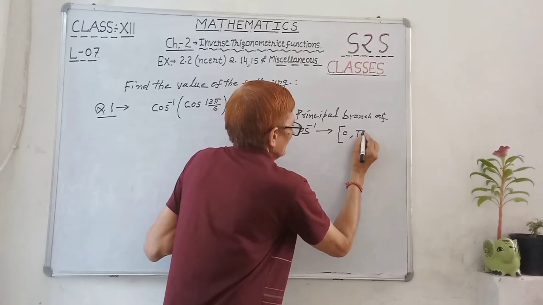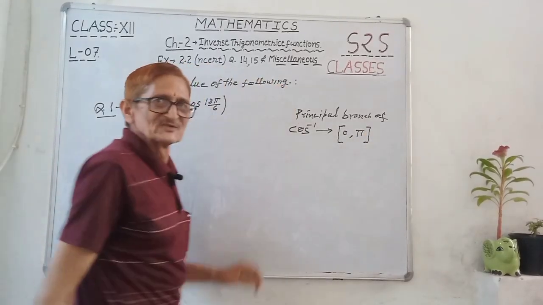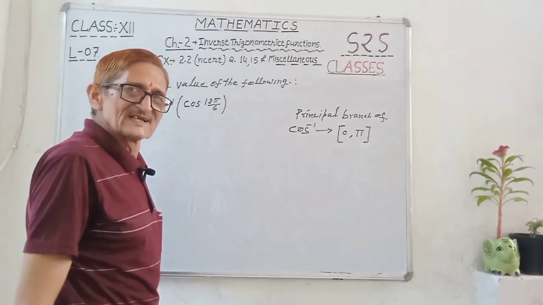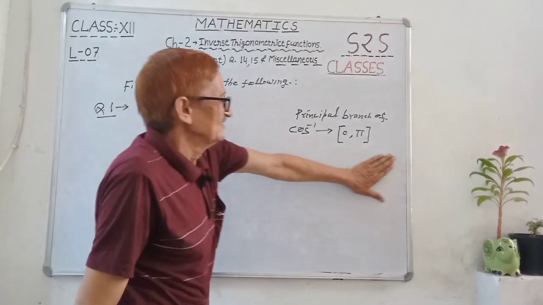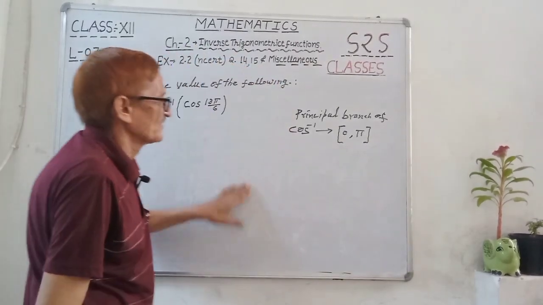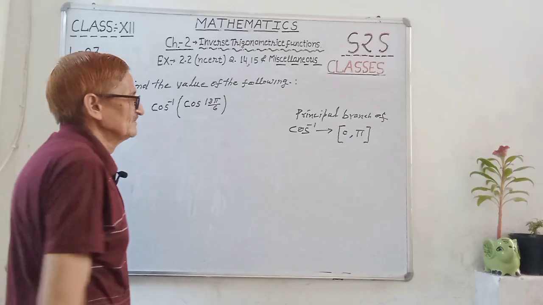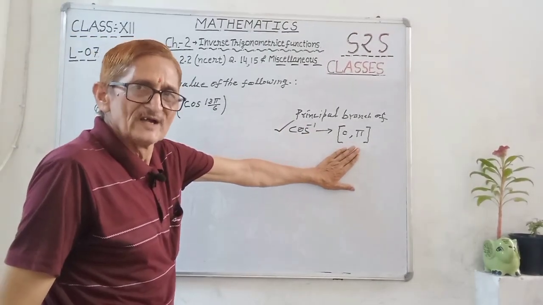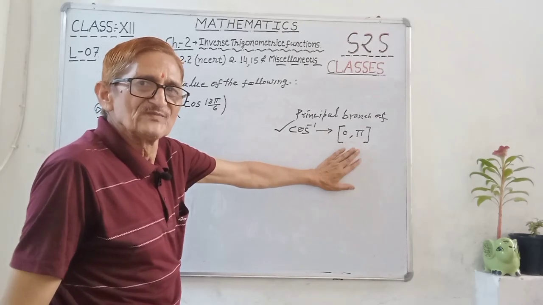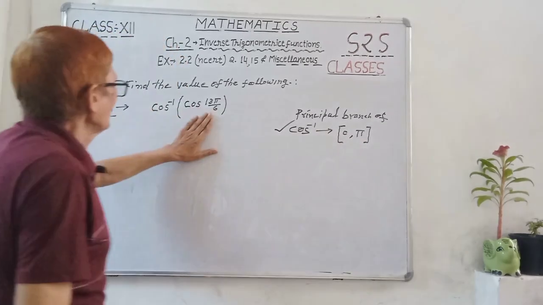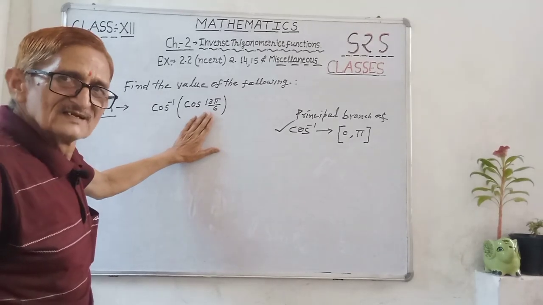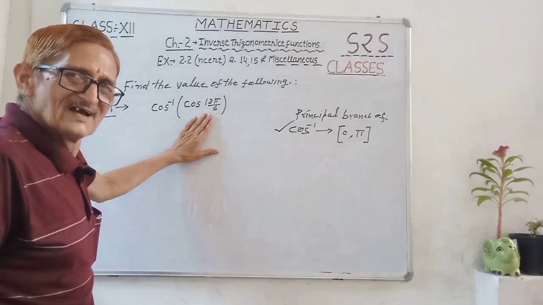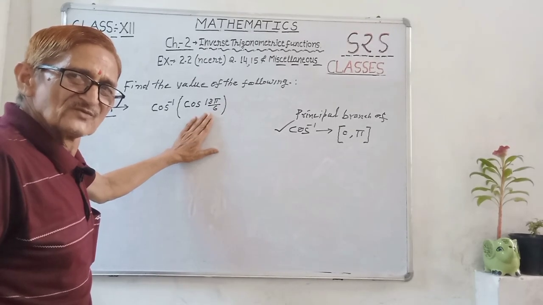Remember these, okay? I told you all this two or three times in the last videos, in the last chapter, last exercise, in the last lectures. I explained how these principal branches are taken out, so remember these. The output must be between 0 to pi, in the first or second quadrant, and here 13 pi by 6 is in the fourth quadrant.